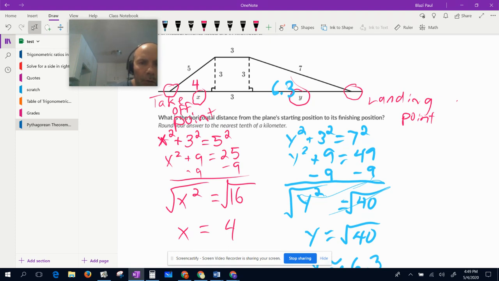Now I'm going to add these three totals together because the horizontal distance from takeoff point to landing point is just 4 plus 3 plus 6.3. 4 plus 3 is 7, plus 6.3. This is 13.3. So type that in. That should be your answer. Done.